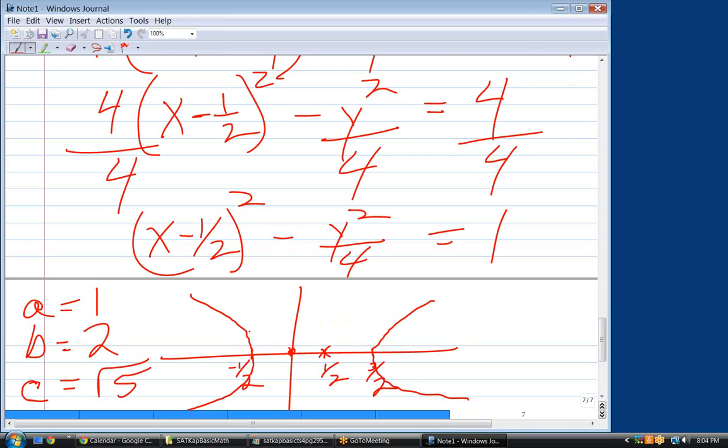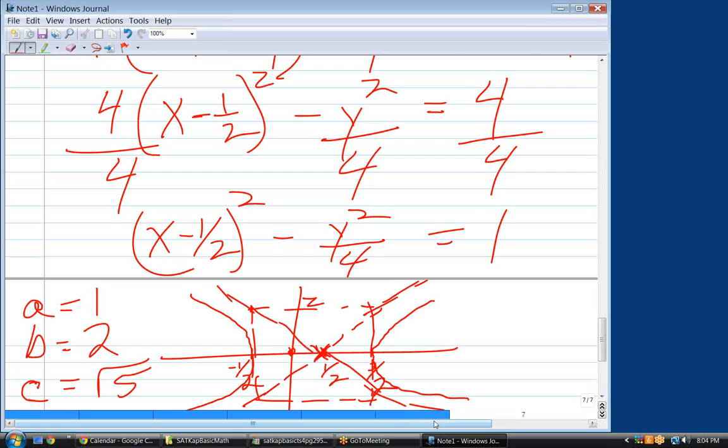And I need to put a box about this center. B is 2, so the top of this box has to be at 2. In other words, it's 2 from the x-axis to the top of that box. Now, what's the purpose of that box? Once I get this box in here, I'm going to draw diagonals, and my hyperbola is asymptotic to those diagonals. So that's the significance of knowing what B is.